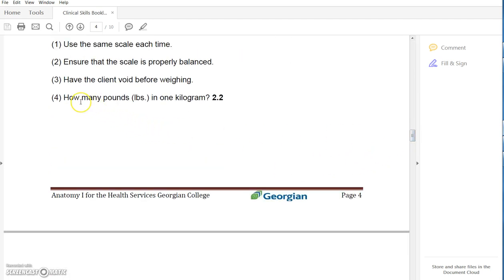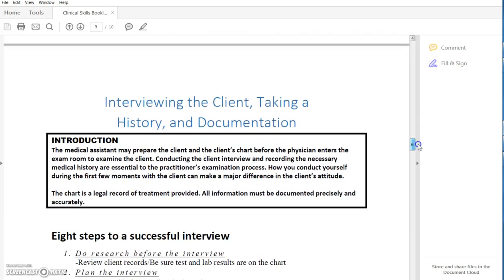And oftentimes doctors record it in kilograms versus pounds, but clients often want the conversion for how many pounds do I weigh, and you often will record the kilograms. In 1 kilogram, we have 2.2 pounds. That's the conversion. What I want to focus on the remainder of this discussion is interviewing the client and taking a health history.